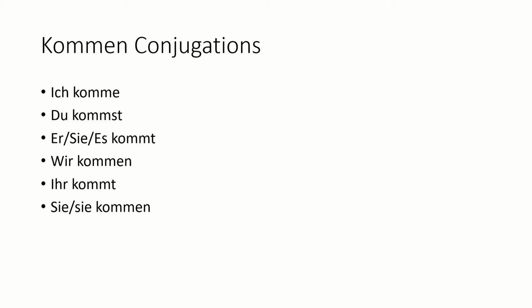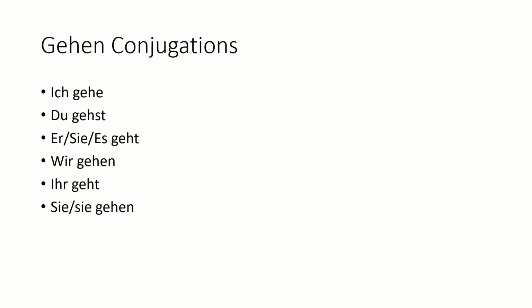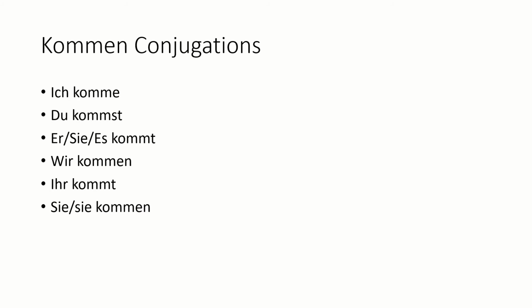As you can see for the regular verbs, all I did was take the stem and add the proper ending. See, for gehen, I just took the geh and added an E to the end for ich. And the stem of kommen is komm, K-O-M-M. So for ich, I just added an E, and then you have ich komme.